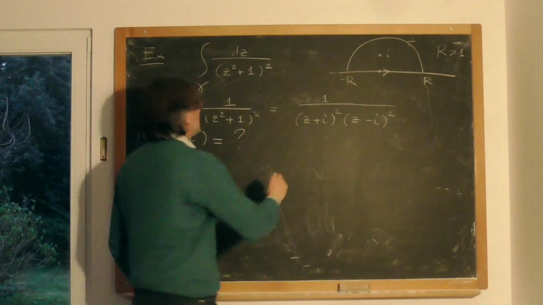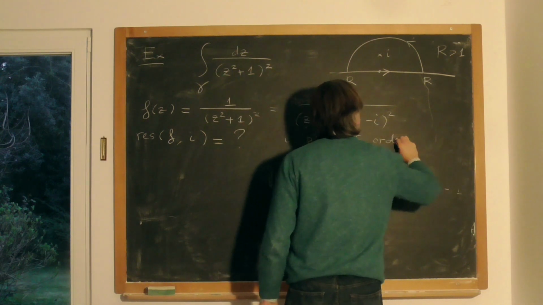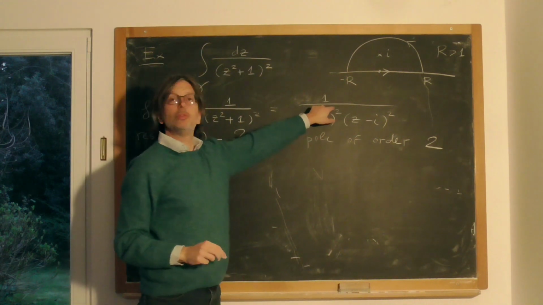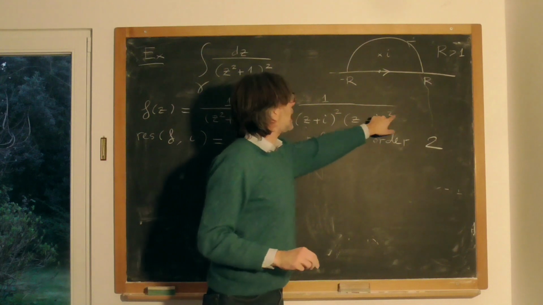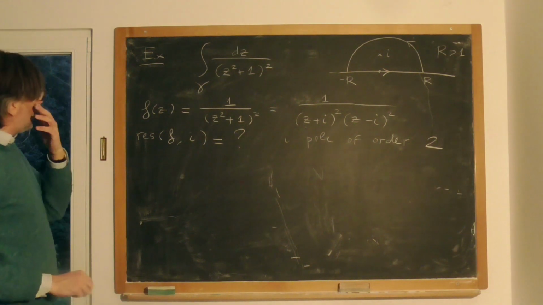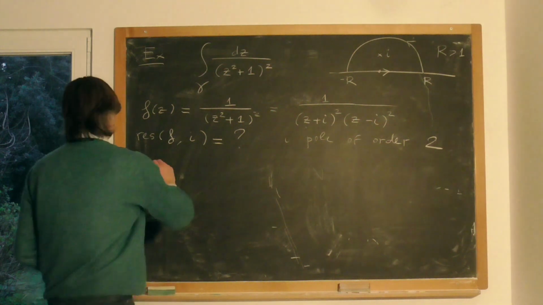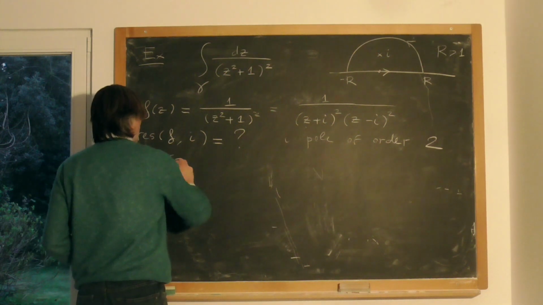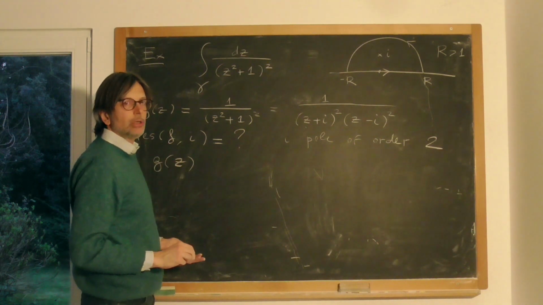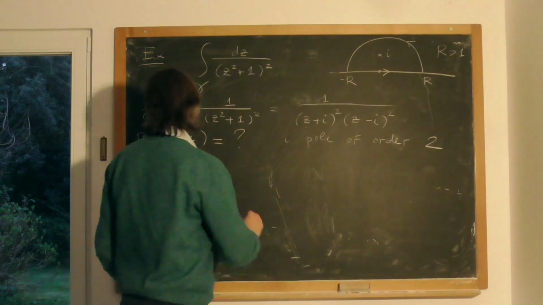And now i is a pole of order 2 of our holomorphic function. Here we have z plus i to the power 2, and z minus i to the power 2. So i is a pole of order 2. So what's the recipe for computing the residue at a pole of order 2? We have to define a function. We have to multiply our function by z minus z naught to the power k, now k is 2.